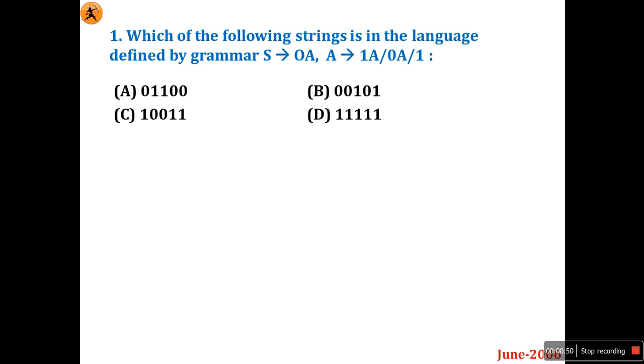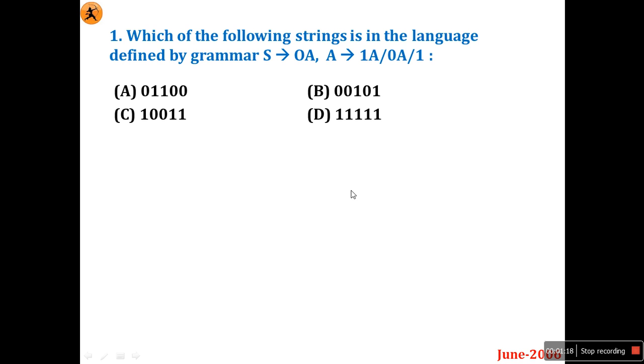Today I will start with June 2006. I'll discuss the first question. Which of the following strings is in the language defined by the grammar? Actually they have given two productions, S to 0A and A to 1A or 0A or 1. Here S and A are the non-terminals and 0 and 1 are the terminals.